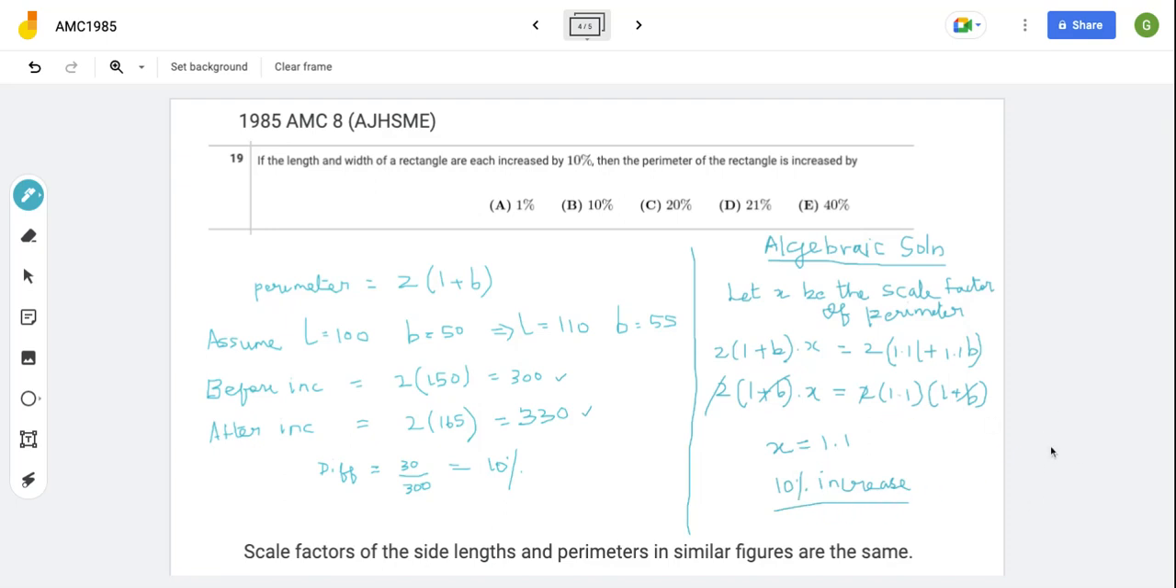Okay, so what is the theorem we are learning from this? The scale factors of the side lengths and perimeters in similar figures are the same. So if the sides scale by a certain percentage in similar figures, the perimeters also scale by the same percentage. This is applicable to all polygons. Okay, moving to the next question.